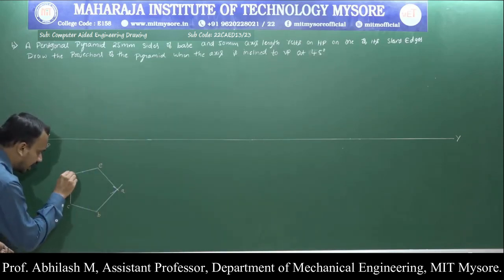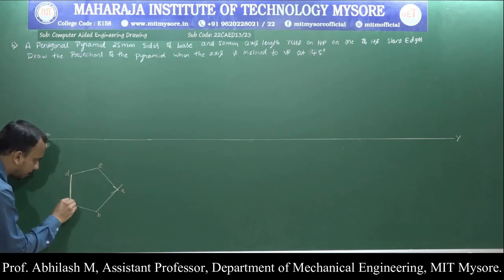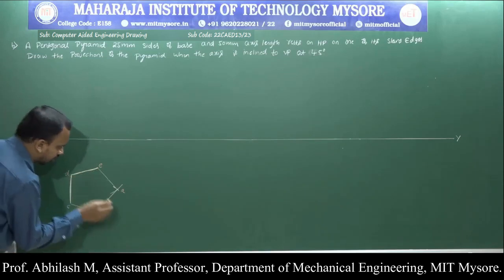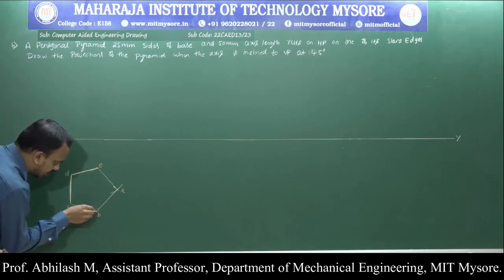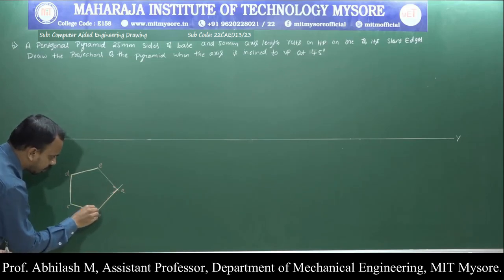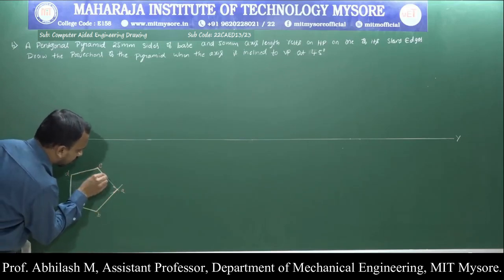So C to D is clearly visible, and again E to D is clearly visible. From C to B is clearly visible, and B to A is visible, and from E to A is also completely visible.